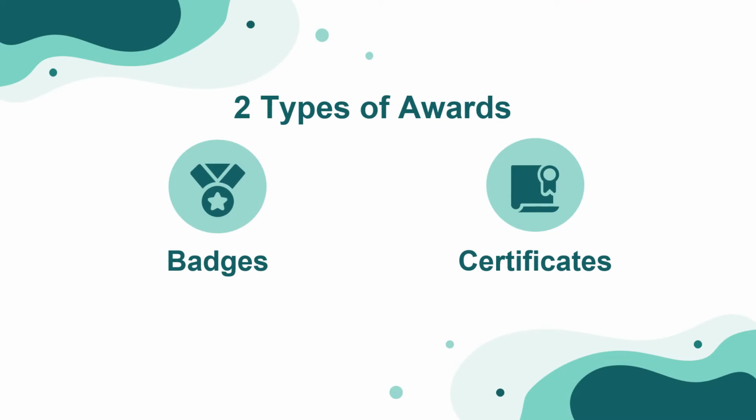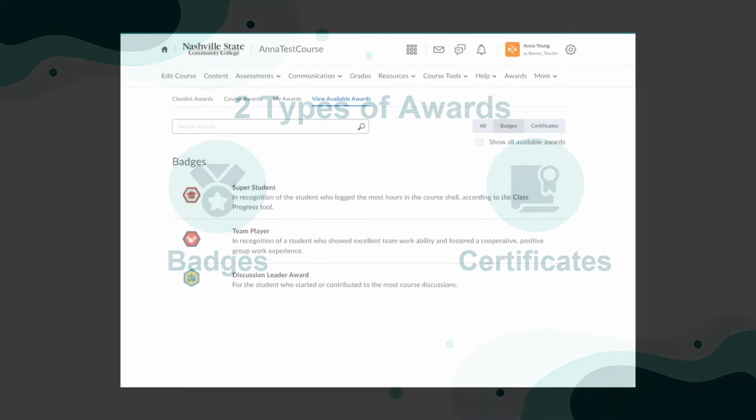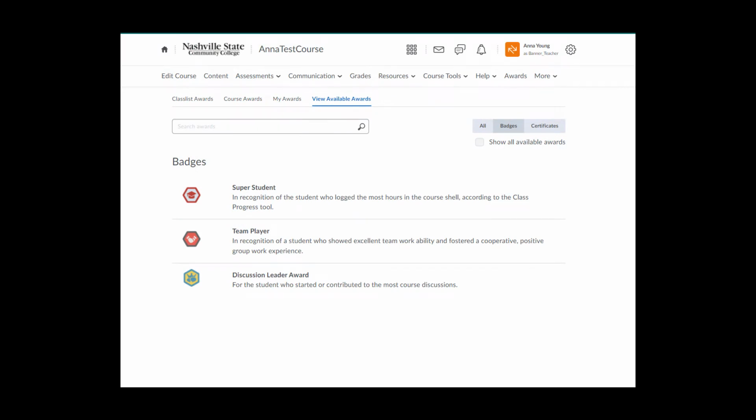There are two types of awards you can give to students in D2L, badges and certificates. Badges are digital icons that release to students once they fulfill a set of criteria determined by the instructor. Badges display in the student's awards dashboard.